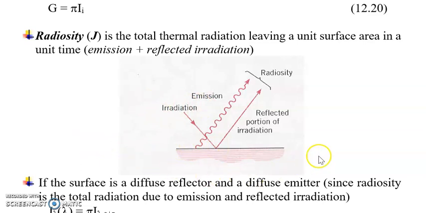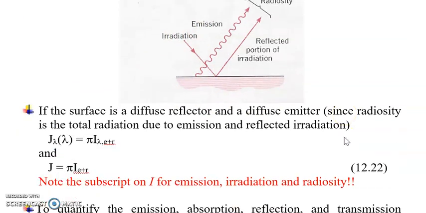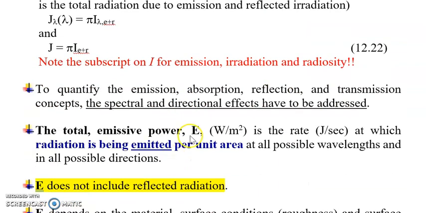If the surface is a diffuse reflector and a diffuse emitter, since radiosity is the total radiation due to emission and reflected irradiation, you have equation 1222. Subscript lambda means spectral, for emission, irradiation, and radiosity. To quantify the emission, absorption, reflection, and transmission concepts, the spectral and directional effects have to be addressed. But we will simplify much of this in our radiation analysis.